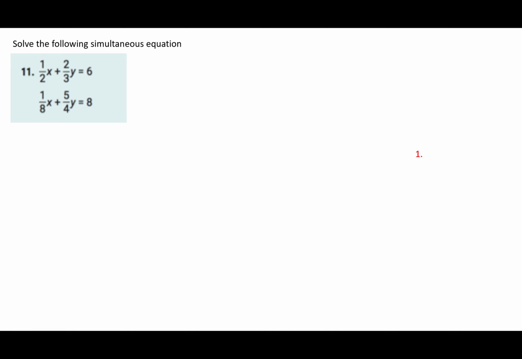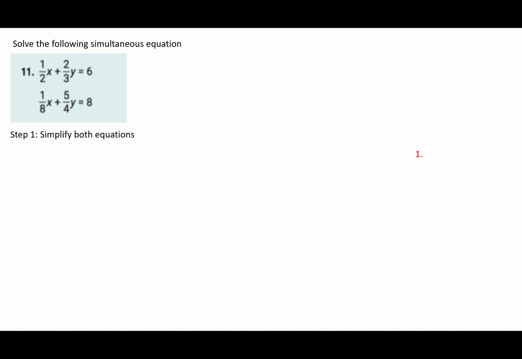Now, when we want to solve a simultaneous equation, we want both of our equations to be written as linear equations, i.e., get rid of your fractions. So the first thing we're going to have to do is simplify both the equations so that they are not written as fractions.